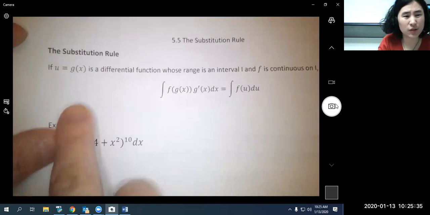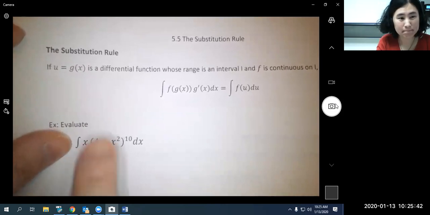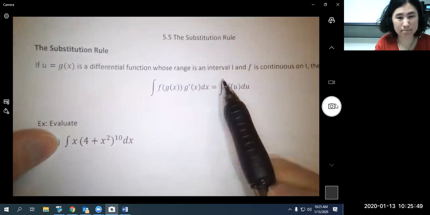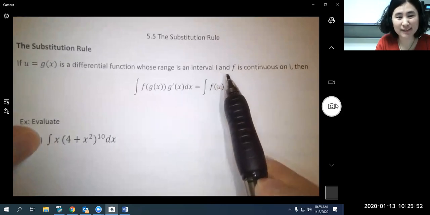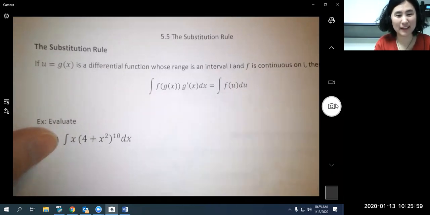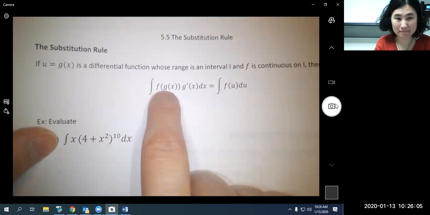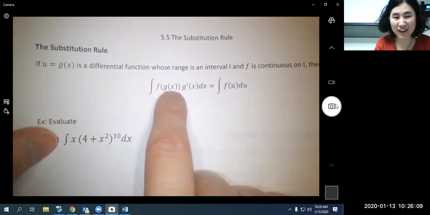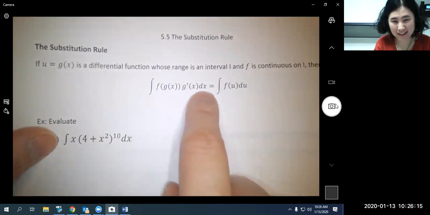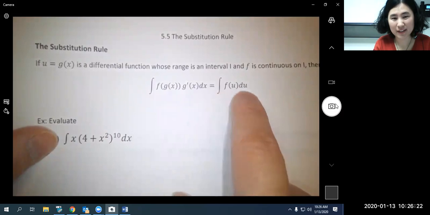I'm going to ask a volunteer to read this rule for us. Anyone in class want to read the rule? John? If u equals g of x is a differentiable function whose range is an interval I, and f is continuous on I, then the integral of f of g of x times g prime of x dx is equal to the integral of f of u du. Okay, very good. Thank you so much.